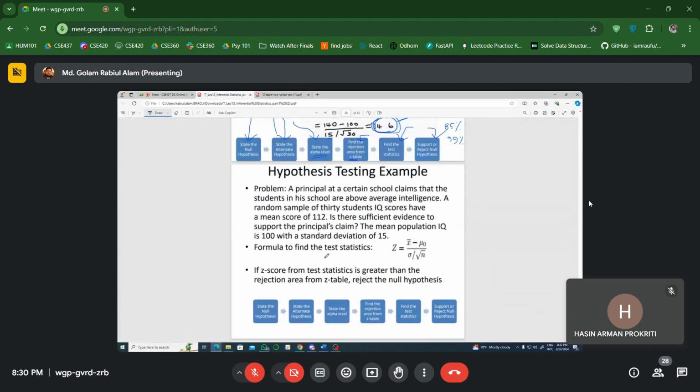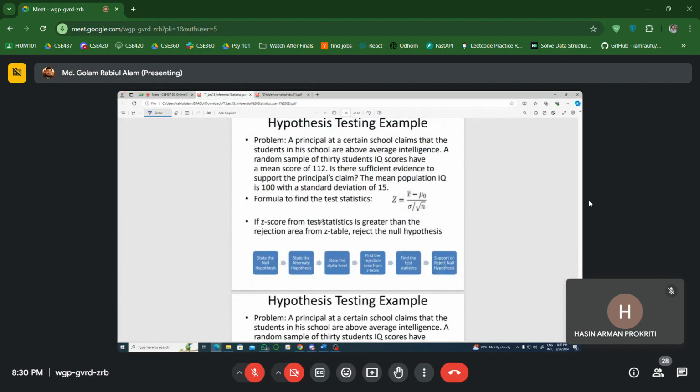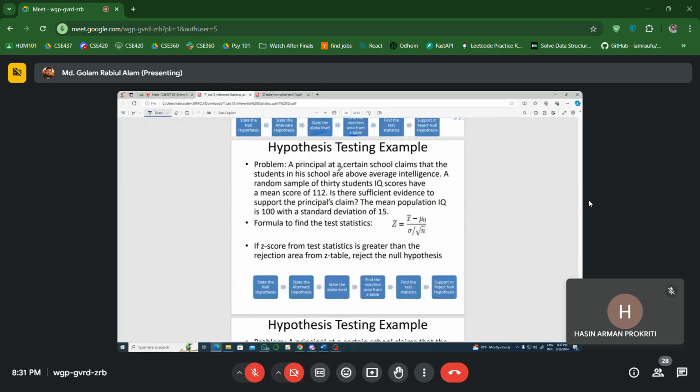Okay, now we want to discuss another example of hypothesis testing. Here, a principal at a certain school claims that the students in his school are of above average intelligence. So this is the claim of a principal regarding his or her students, that they are more intelligent than others.